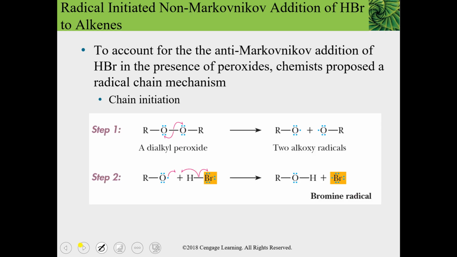So let's talk about the anti-Markovnikov addition of HBr. First, with our peroxide, we get the break between the two oxygens. That bond breaks, forming an oxygen attached to some carbon chain, and the oxygen is now a radical. We have two alkoxy radicals. So once we form an alkoxy radical, it's going to come in with HBr, form this, and leave a bromine radical.